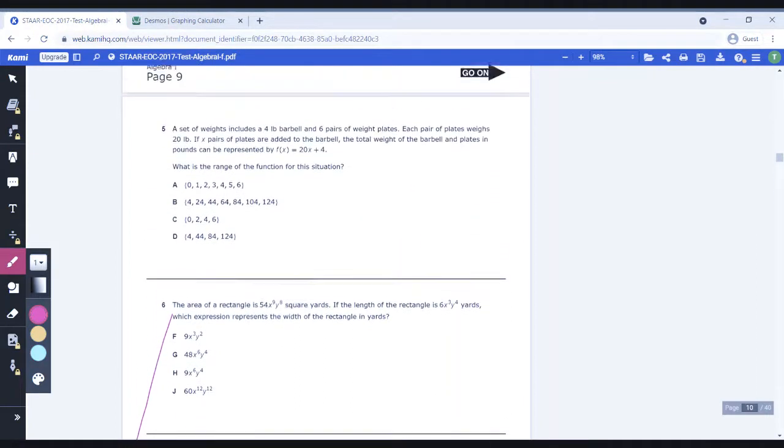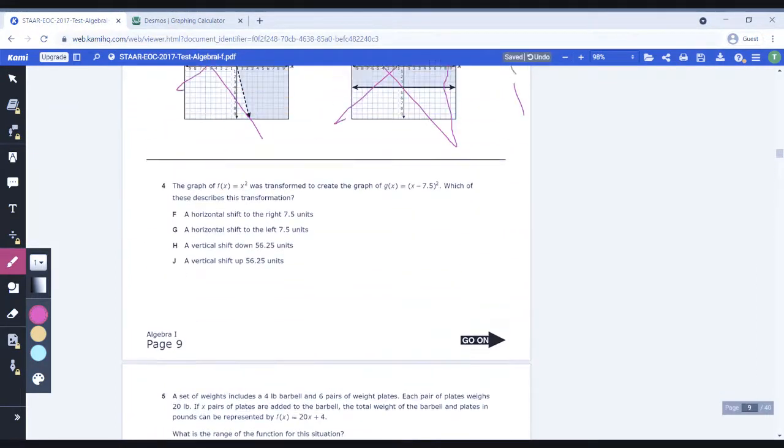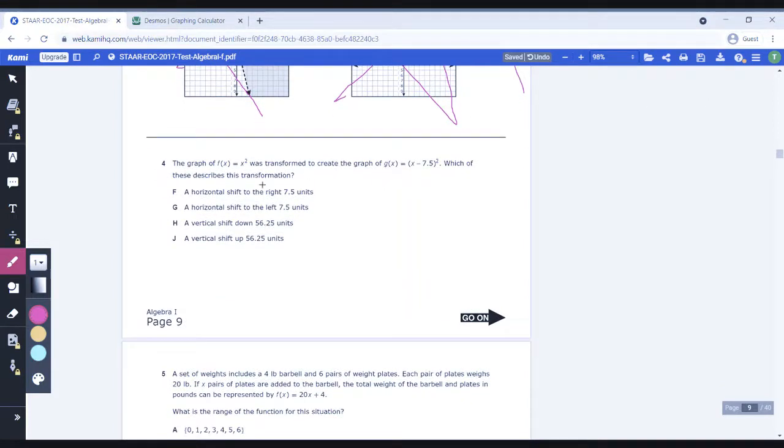Okay, let's go to number 5. Oh wait, no, we didn't see this one. The graph of x squared was transformed to create the graph g of x equals (x minus 7.5) squared. Which of these describes this transformation? So when we have a number here inside, the graph would go to the right.